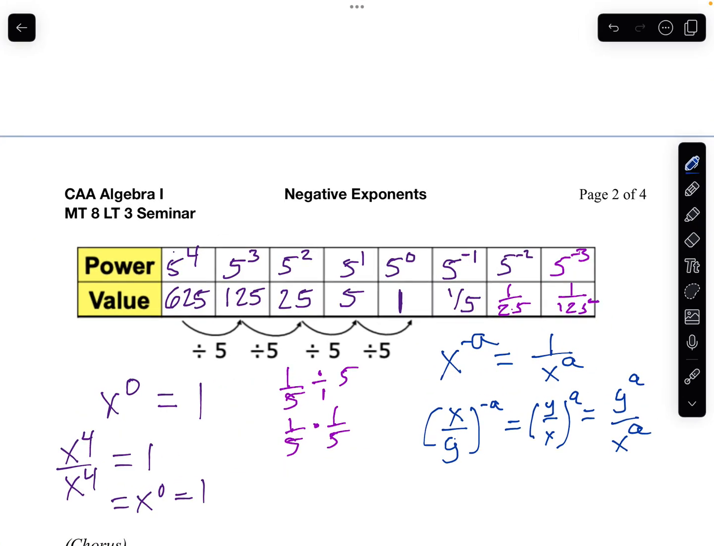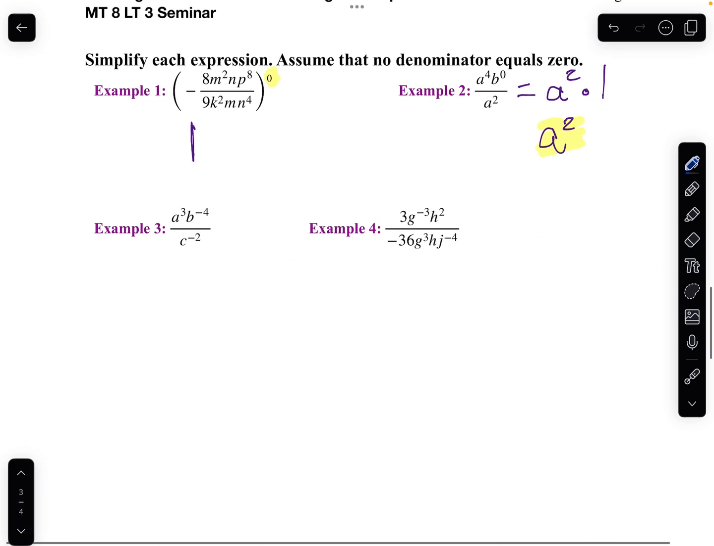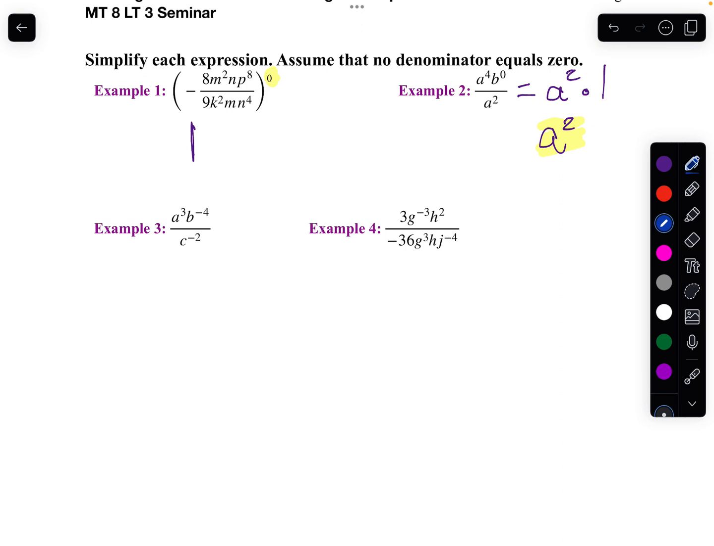Now let's apply that to a couple of our problems. So on example 3, notice nothing's the same. The only thing is all my negatives I'm going to switch around. So a to the third is not negative. That stays. And then c squared goes in the numerator. B to the fourth goes in the denominator. And we're done. Woohoo! Isn't that cool?